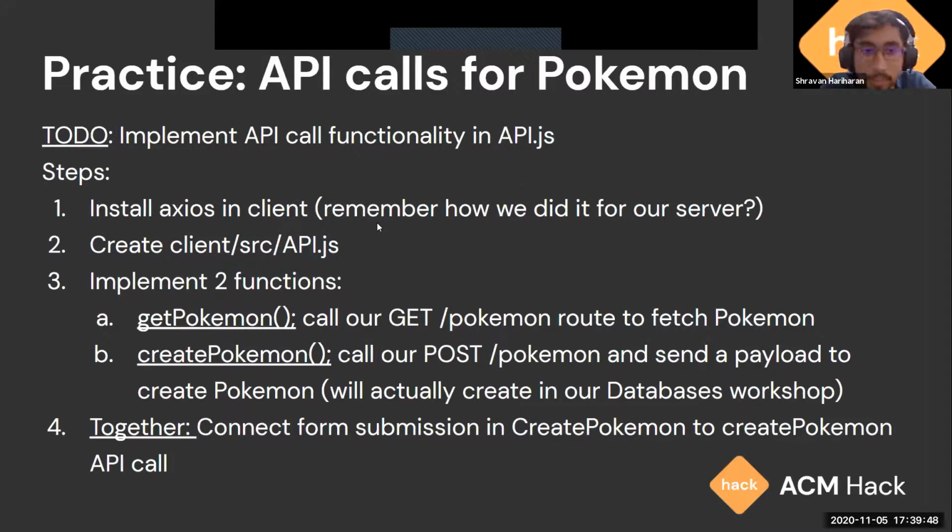So now let's implement this. I kind of broke down how we actually want to implement this. We want to create a bunch of functions inside api.js, and we want to use Axios and create the get Pokemon and create Pokemon functions. So yeah, let's do that. It should be very quick, actually. It should probably be like 10 or 13 lines of code in the api.js.